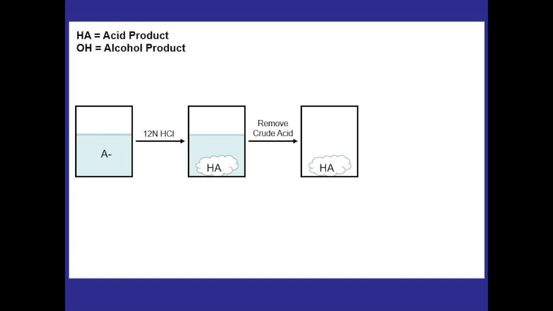Then we can remove that crude product using vacuum filtration and then recrystallize it using ethanol, so we can characterize a pure product using melting points and IR.